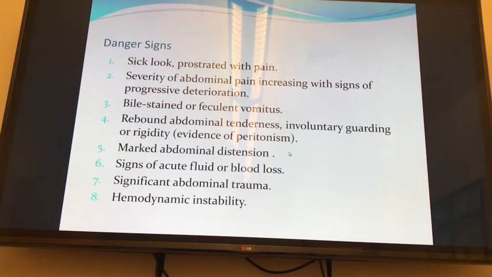So the danger signs are if you look really sick, increasing pain. Someone who's had a stomachache every week for a month, and it comes and goes, is a lot different than someone who hasn't had any trouble and the pain's getting worse and now it hurts to move around. Bile stained or feculent vomitus, pretty dramatic. Something's obstructed there that's blocking passage. Rebound tenderness, involuntary guarding, that's the sign, as I said, of peritonitis.